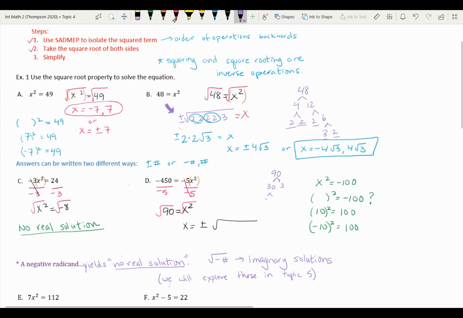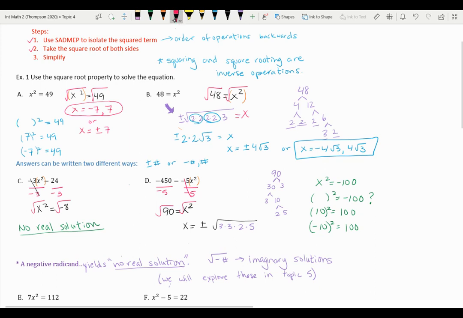30 can be broken down into 3 and 10. 10 can be broken down into 2 and 5. So when I write these numbers underneath my radical, make sure you have plus or minus the square root of 3 times 3 times 2 times 5.